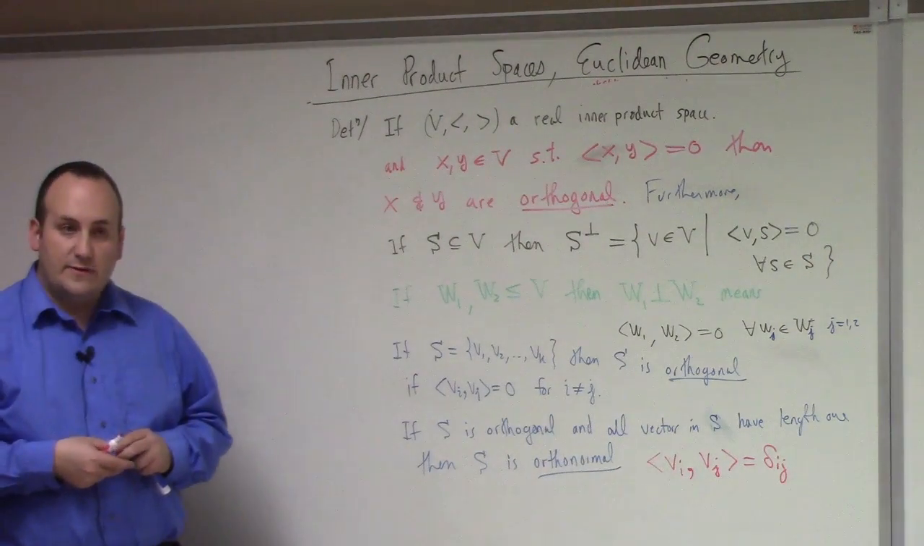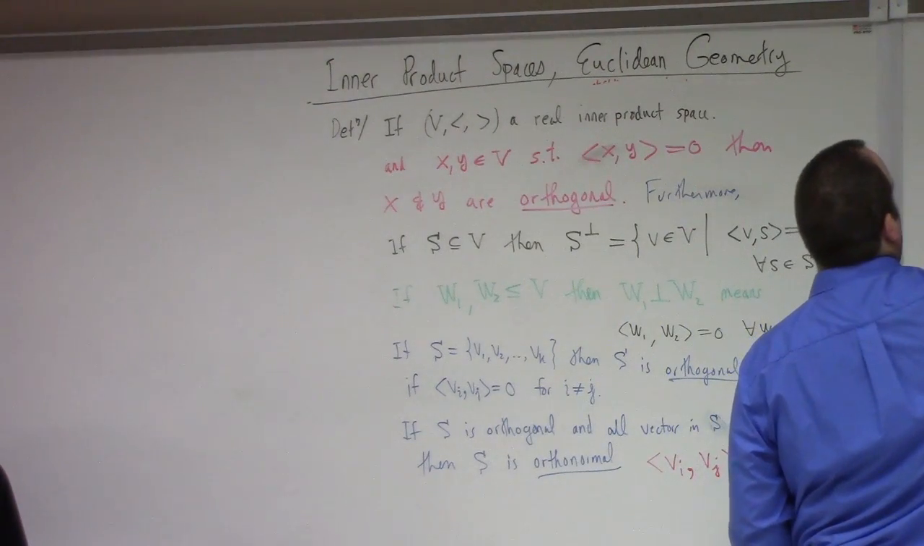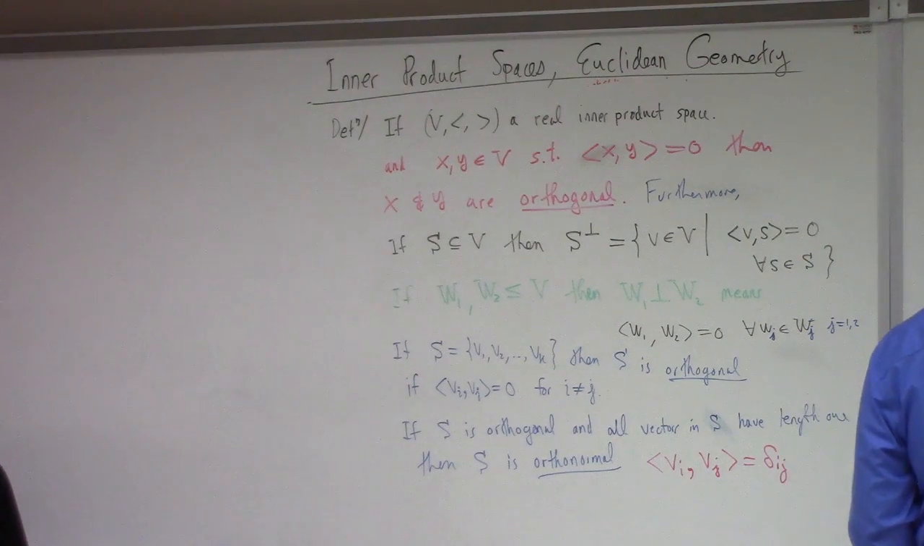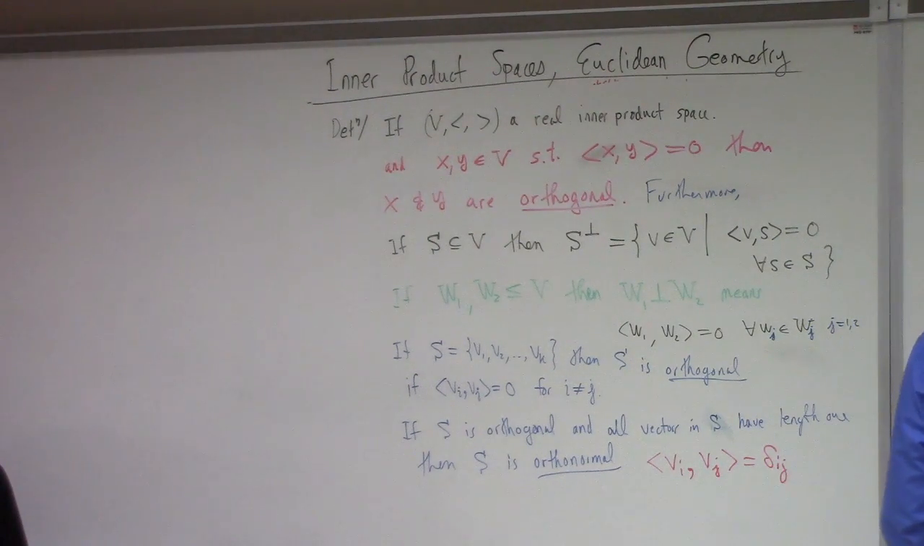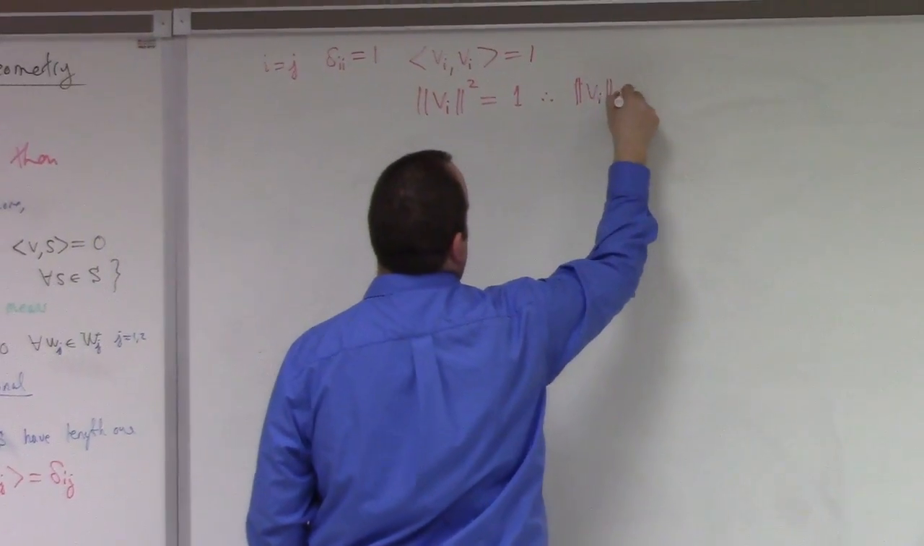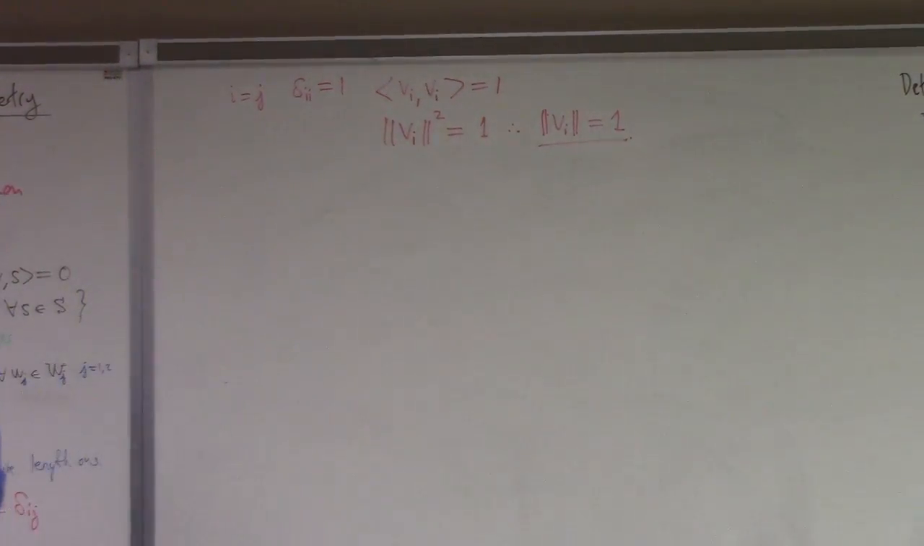See, because when i is equal to j, you have Kronecker delta ii, which is 1, and so the inner product of Vi with itself is equal to 1. But that says that the length of Vi squared is equal to 1, right? So the length of Vi is equal to 1, and that's true for generic i, so all the vectors have length 1. That condition is orthonormality.